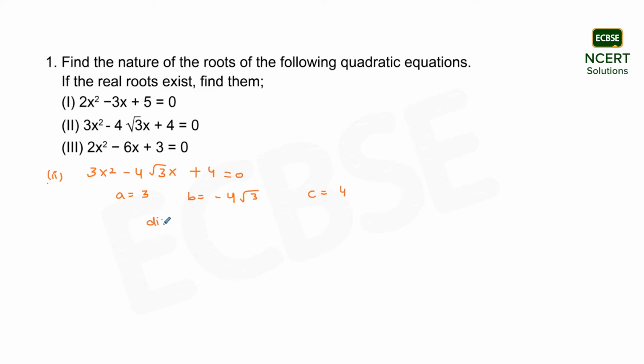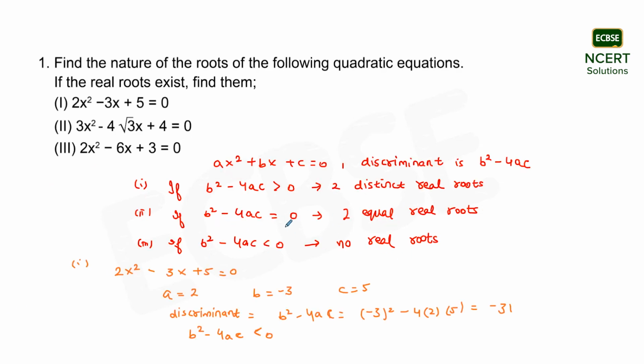So the discriminant, if we find for this quadratic equation, its value comes out to be equal to b square minus 4ac, which will be equal to (minus 4 root 3) square minus 4 into 3 into 4. So on solving, I'll be getting the value 48 minus 48, which is equal to 0. That is, the discriminant has a value 0. And we know if the discriminant has a value 0, then two equal real roots exist.